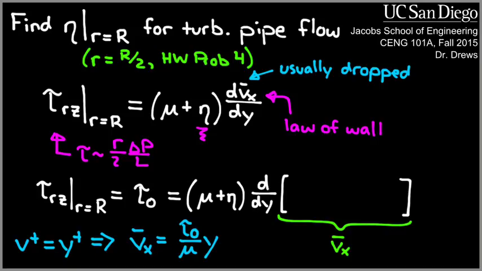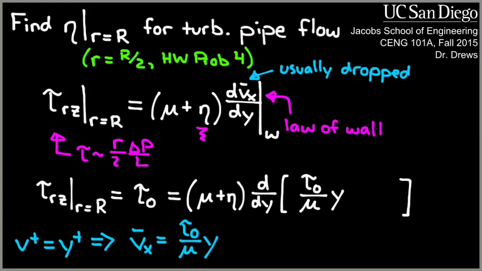And remember, we don't evaluate that at the wall yet. We actually only evaluate this term, the differential term, at the wall. So we have to get that expression first, then take its derivative, then evaluate it at the wall. So my expression for Vx bar will be simply tau naught over mu times y. So if I clean that up a little bit, get rid of some of my comments.